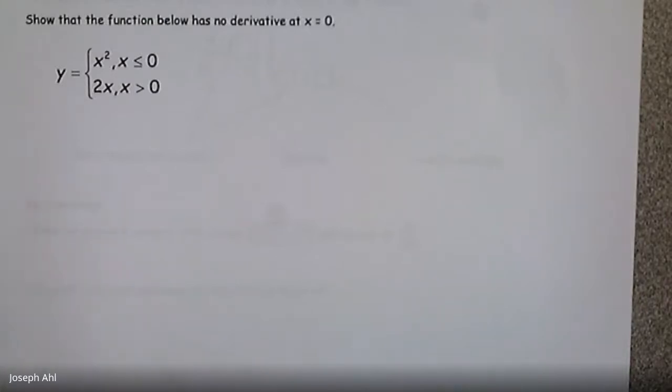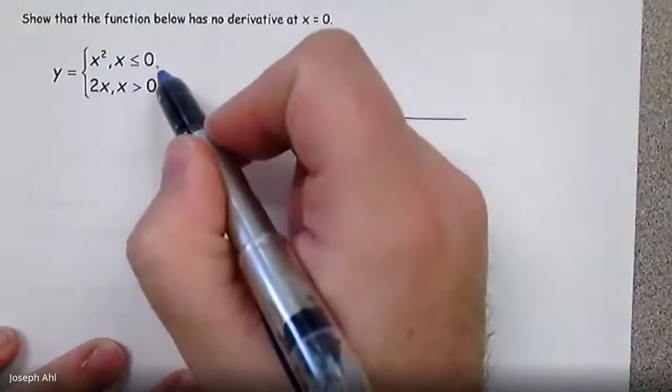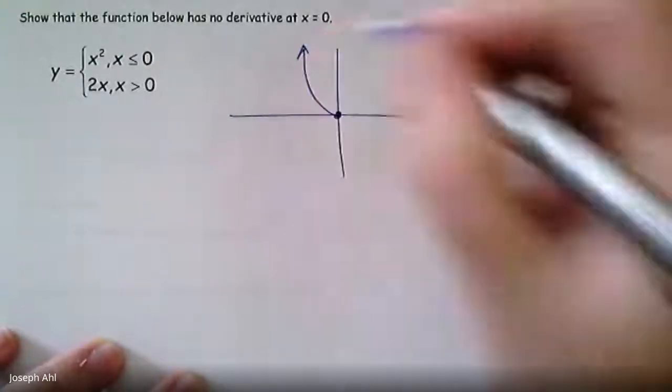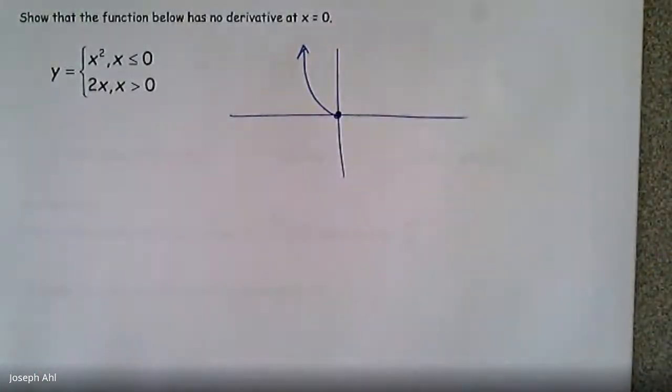So it's going to be a little bit different notationally because we're not going to actually find the derivative. But if we make a sketch, we can figure out what the slopes of those tangent lines are. So we have this piecewise function. Here's what it's going to look like. x squared when x is less than or equal to 0. It's going to be this left-hand side of the parabola. And then 2x when x is greater than 0.